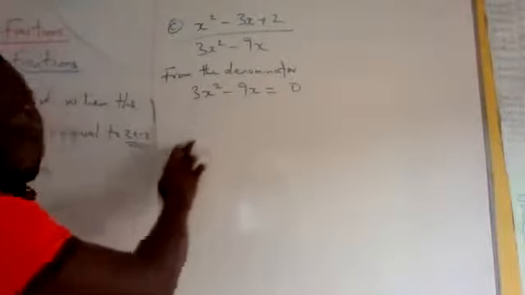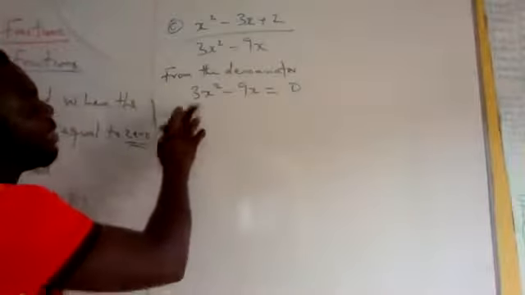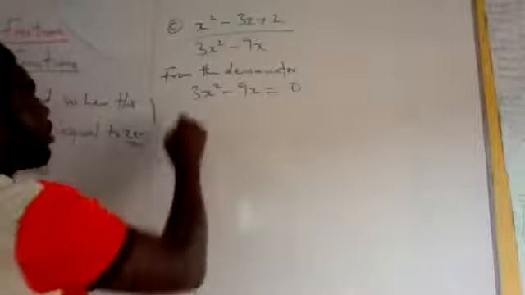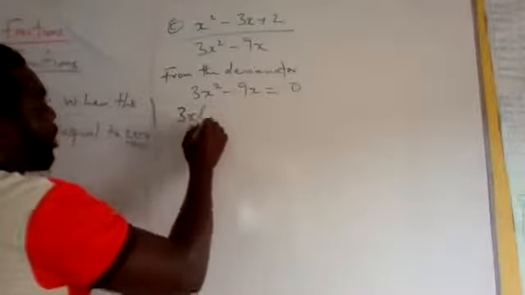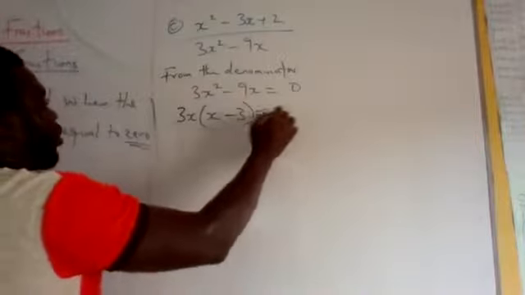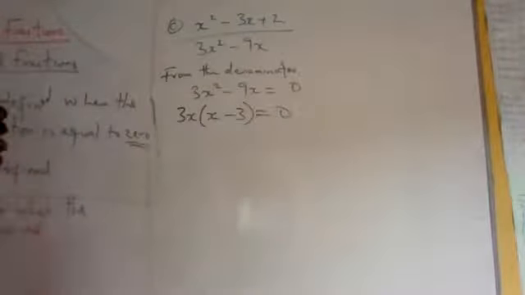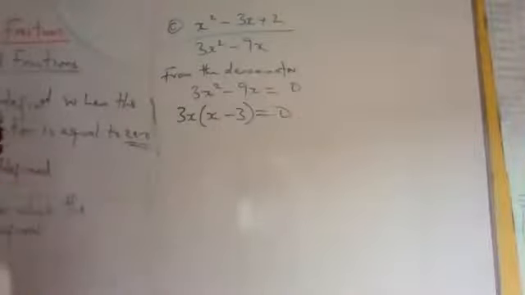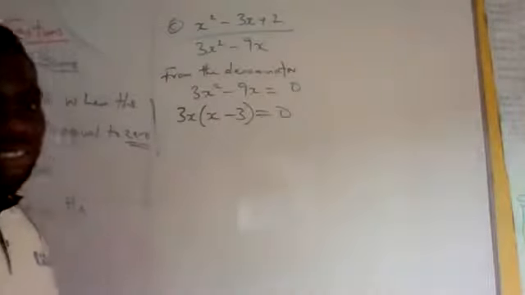Let's take a look at them. Three is common in both terms, and x is also common in both terms. So that would be 3x open bracket x minus 3 is equal to 0. If you look at it, 3x times x is 3x squared, and 3x times minus 3 is minus 9x. So you can see it's okay that way.